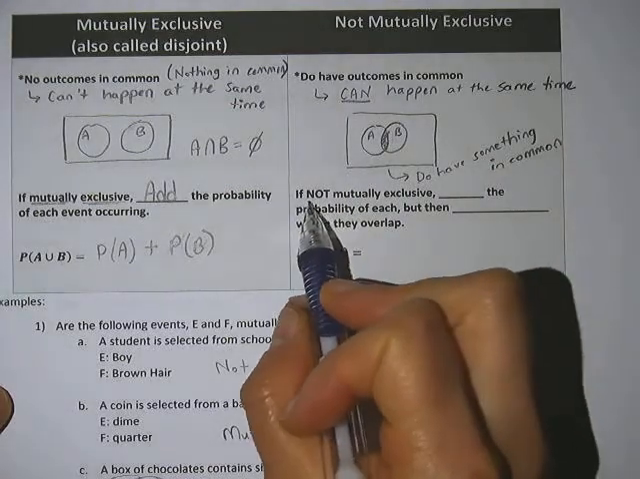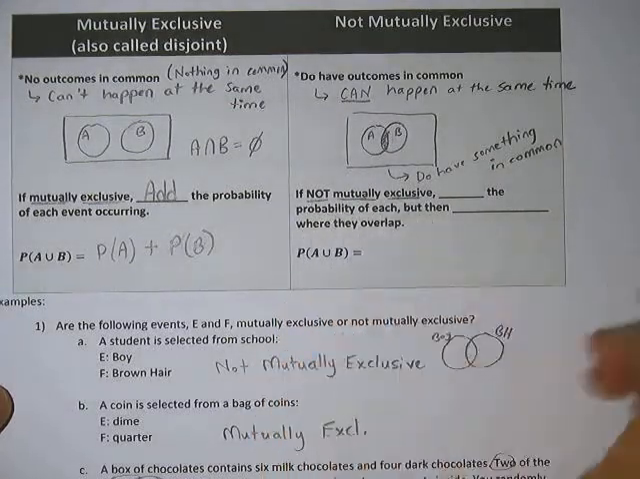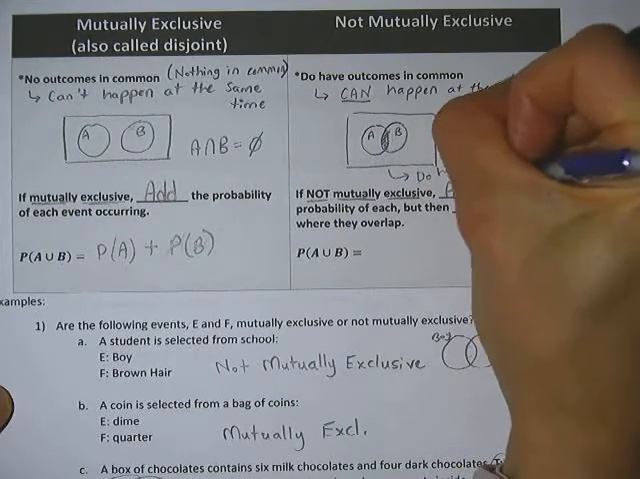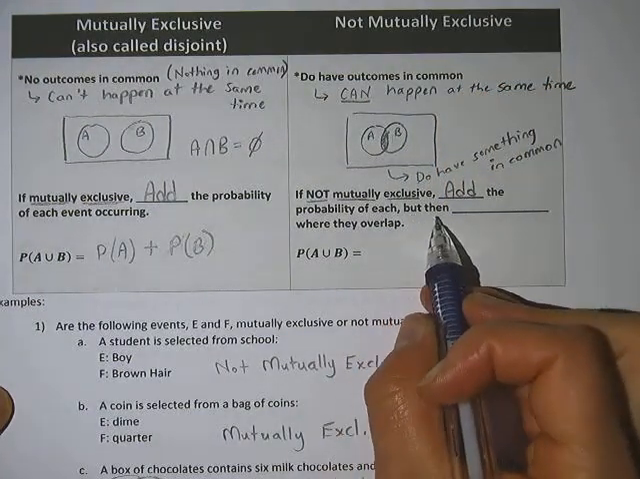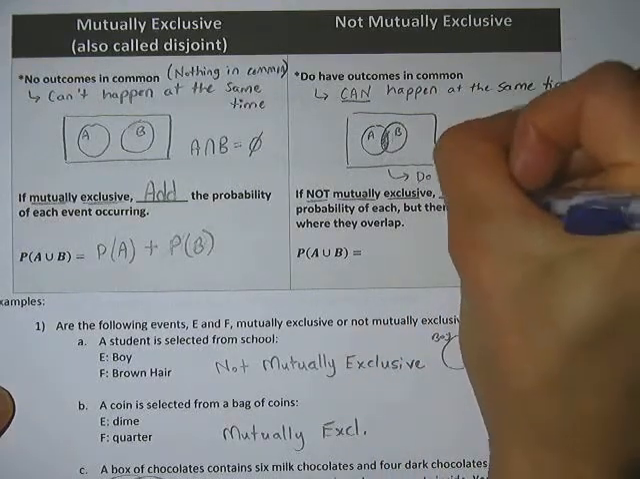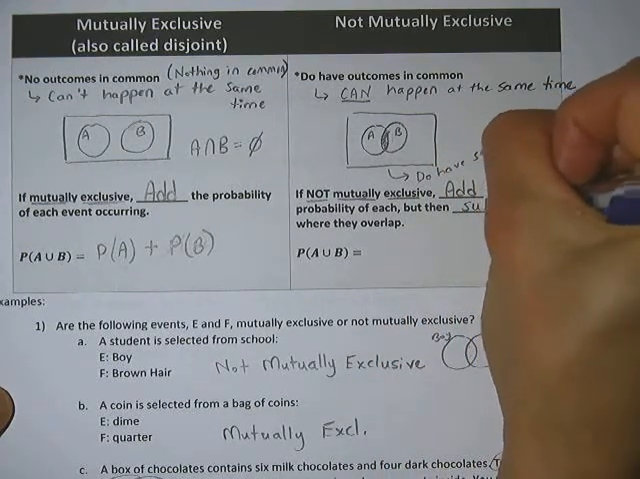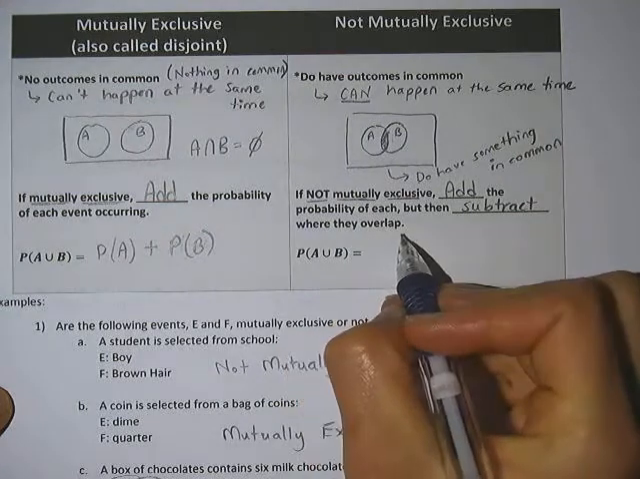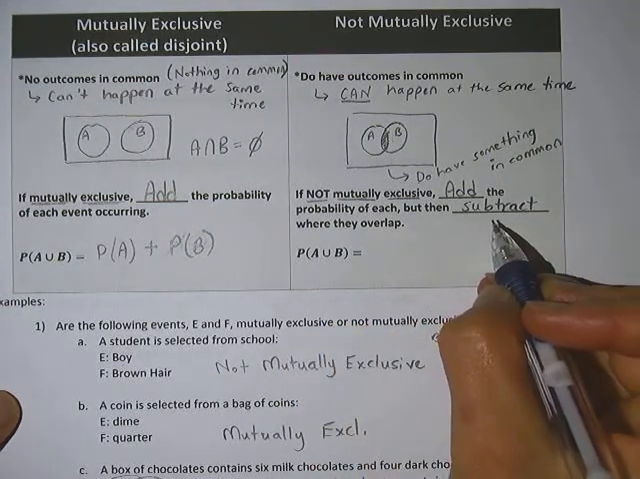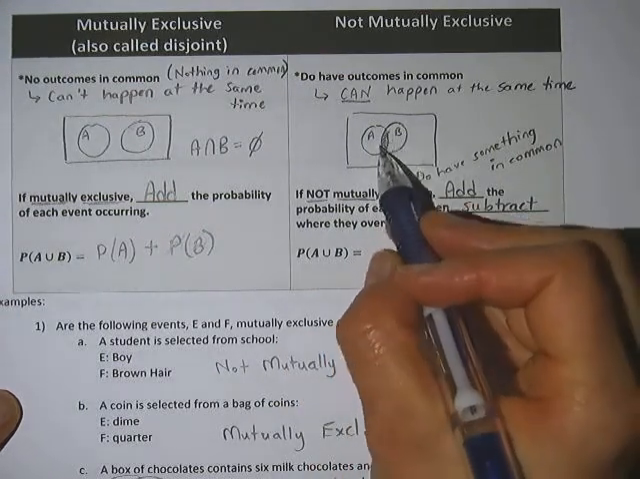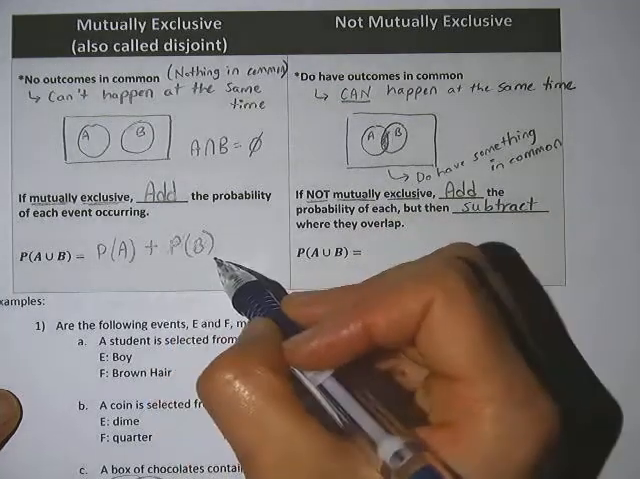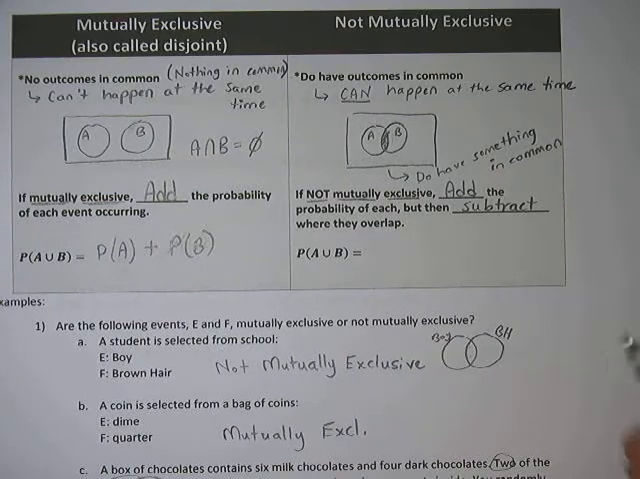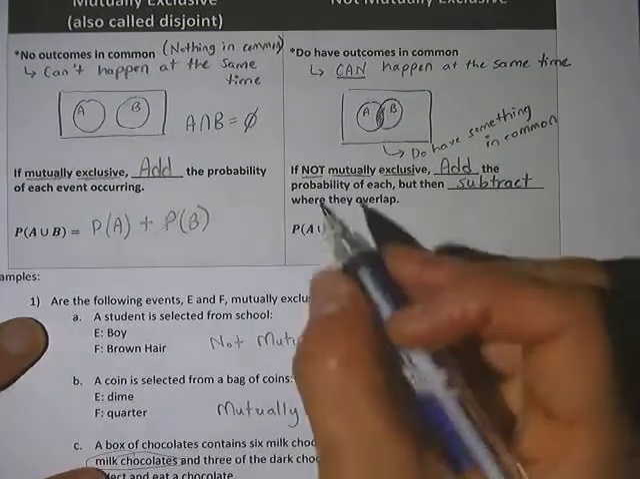So if they are, in other words, not mutually exclusive, then you still add the probability of each. However, after that, you then have to subtract where they overlap, because what would have happened is you would actually end up counting this overlapping part twice. Once when you do the probability of one, and then again when you do it in the other one. So you have to subtract it out one of those times, okay? And so you'll see what I mean when we do the examples.